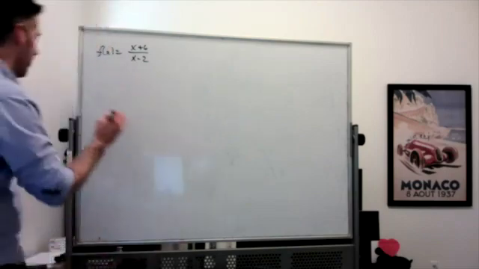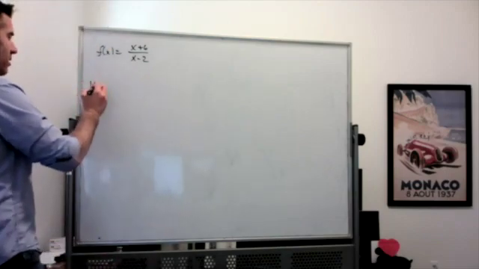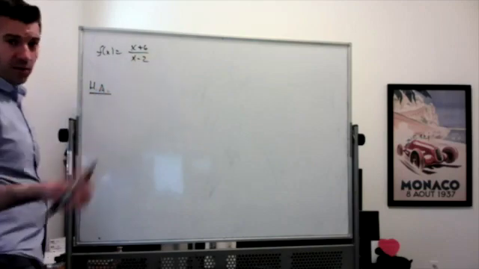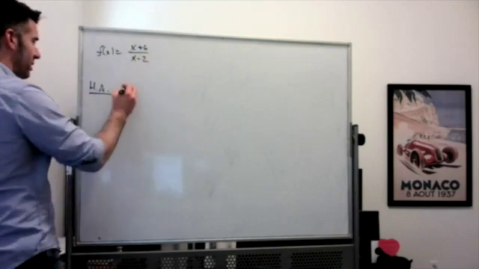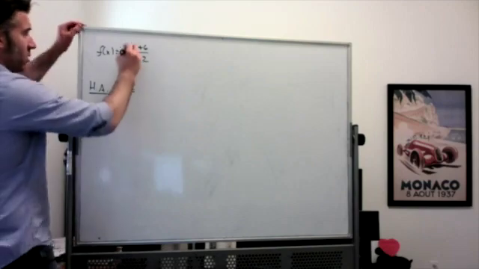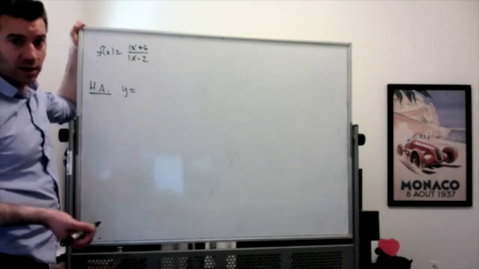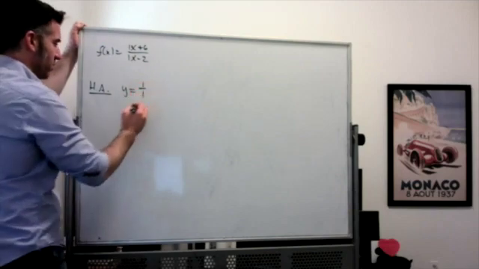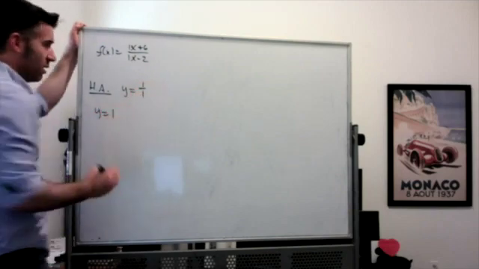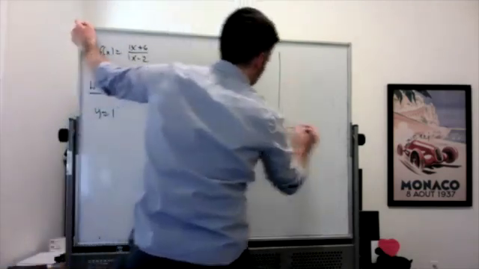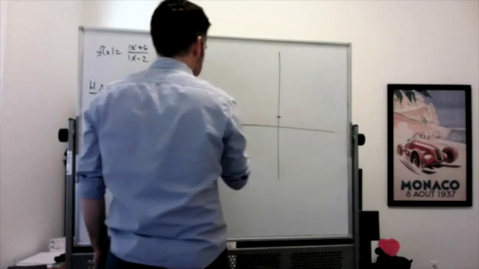So I guess it would make sense to talk about the fact that the horizontal asymptote here is, well, the degree on top and bottom are both 1. So the horizontal asymptote is going to be y equal to the quotient of the leading coefficients. The leading coefficients are both 1, so it's going to be 1 over 1, which is y equal to 1. So here's what that means for our graph. Sometimes I like to start putting stuff on the graph from the get-go. So here's y equal to 1.